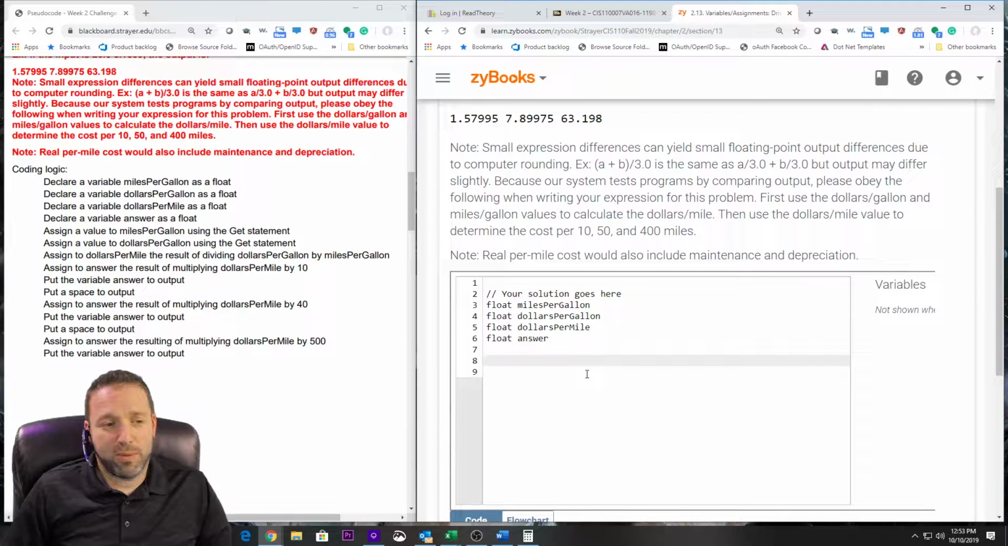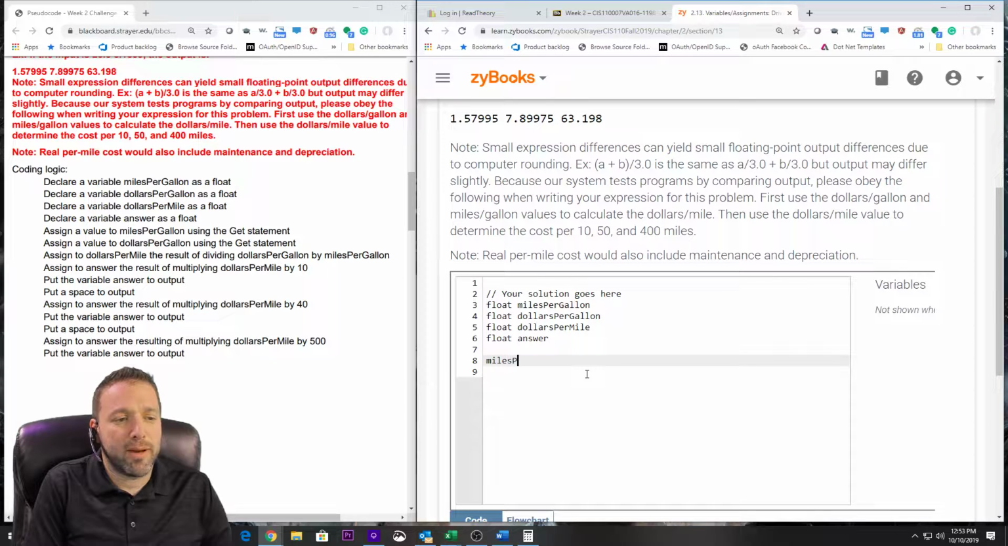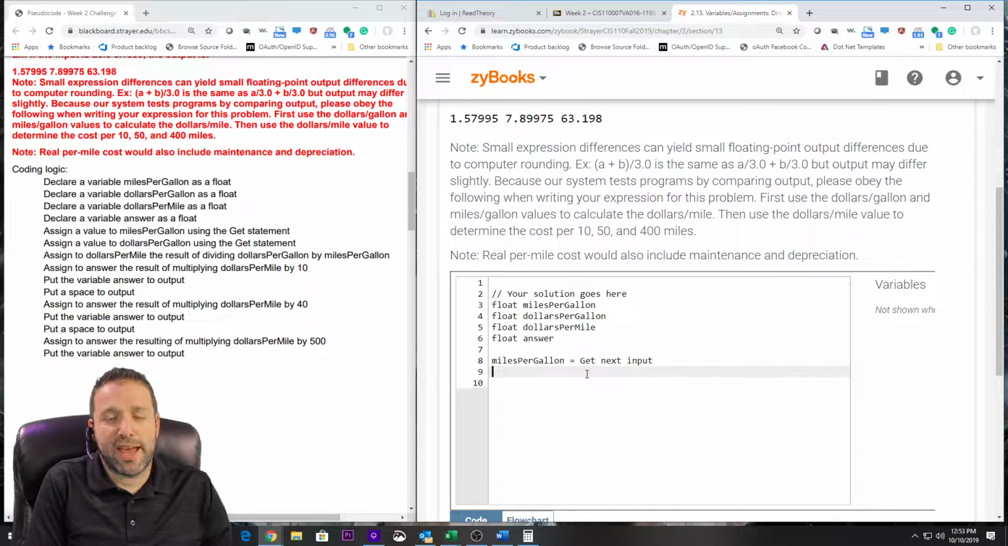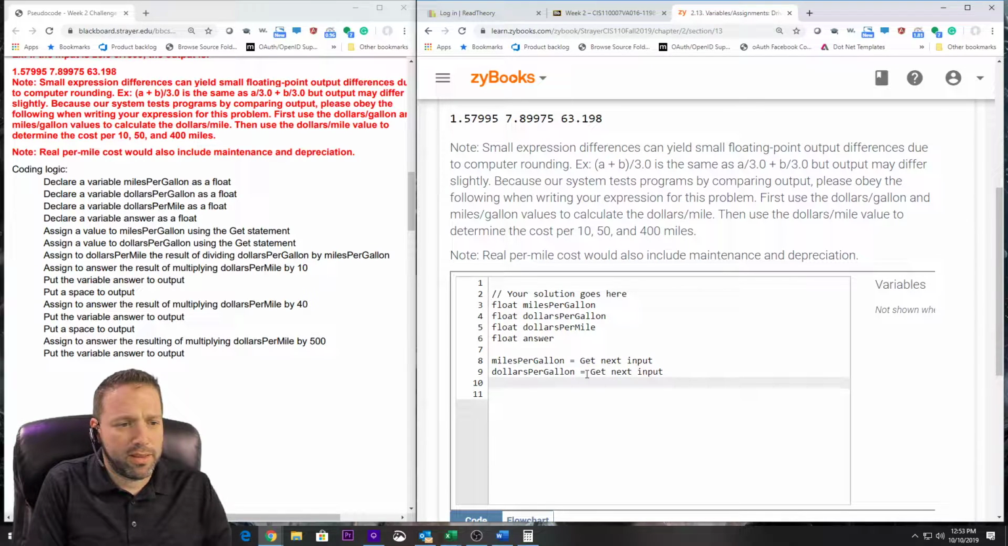So now we're going to take those values and we are going to set them. So we're going to say miles per gallon is going to equal get next input. Because remember, we want to actually allow everybody to use our application no matter what kind of car they drive or how much the price of gas is. So by using variables, our application is going to be dynamic. So we have miles per gallon, dollars per gallon equals get next input. And after dollars per gallon, we're going to do dollars per mile.